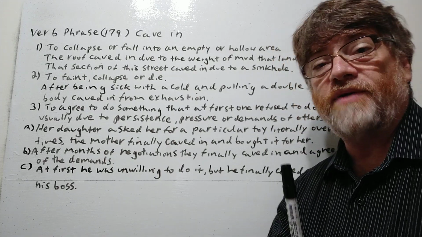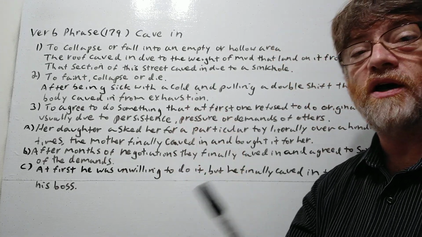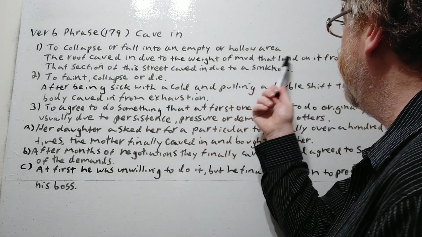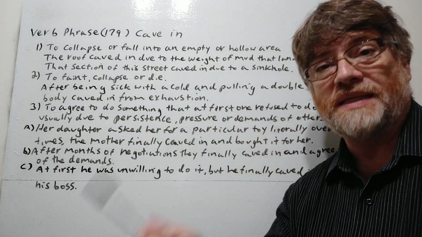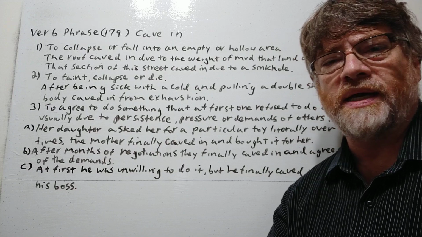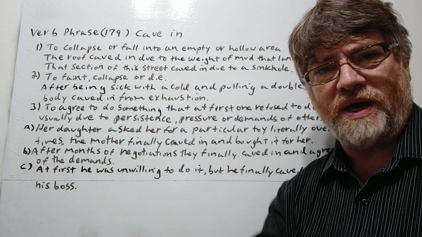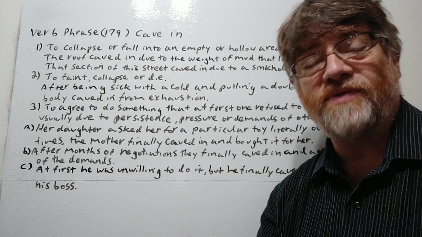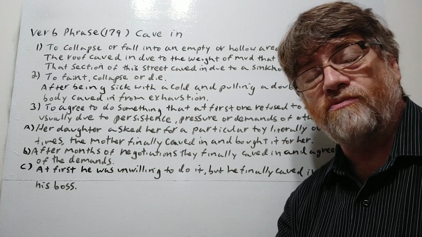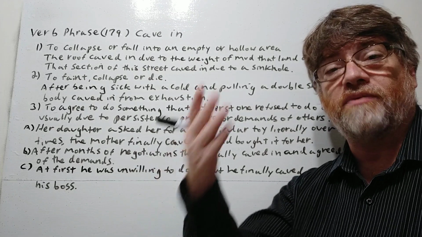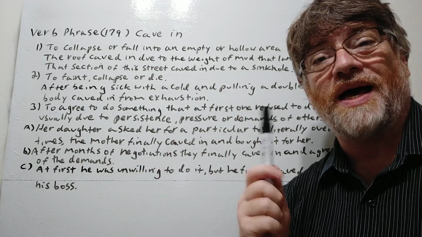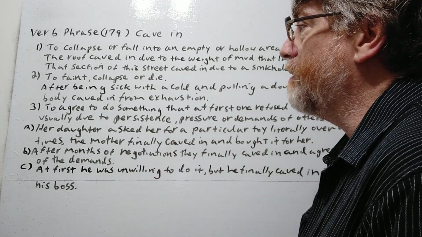The roof caved in due to the weight of mud that landed on it from a mudslide. So maybe it's a partial mudslide, and just a lot of mud hit the roof, and the roof couldn't take all that weight, and the roof caved in. Of course, in the room or in the house, there's a hollow space directly beneath it, so it falls into the hollow space.